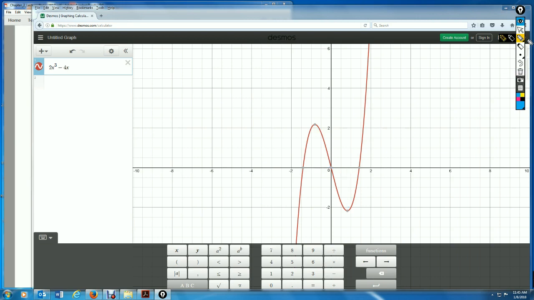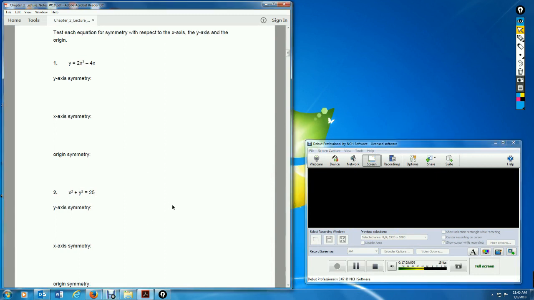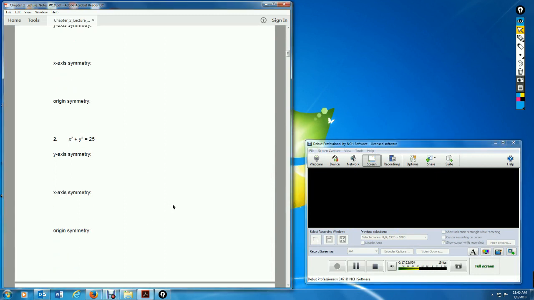All right, so let's look at the next one. x squared plus y squared equals 25. Test it for the y-axis symmetry by replacing x with negative x. In this case, if I do negative x quantity squared, we can already see that's going to be negative x times negative x, which simplifies to x squared plus y squared equals 25, which is the same as what we started with. So yes, it's symmetric with respect to the y-axis.